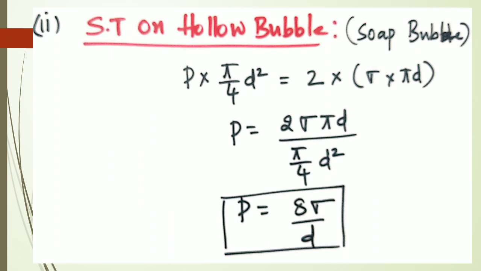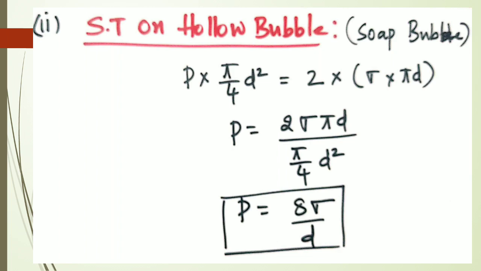A hollow bubble, for example a soap bubble: if you dip a small pipe or straw in soap water and blow, it flows in the air. That is called a hollow bubble, otherwise it can be called a soap bubble.